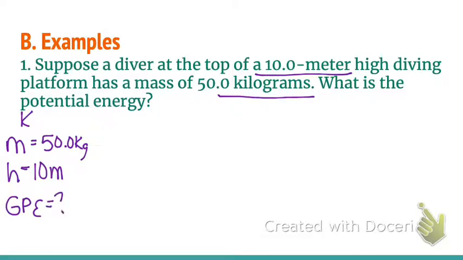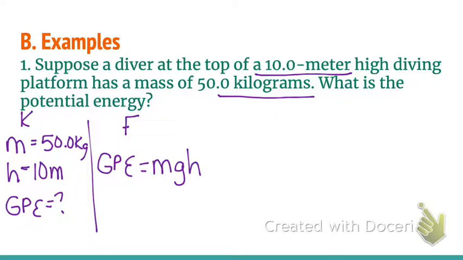Well, when you take a look at the formula, we have that GPE is equal to mgh. So we're missing a variable, and that is g. If you recall, acceleration due to gravity on Earth is a constant. That constant is 9.8 meters per second squared, and that's on your formula sheet for you. So now it's pretty straightforward.